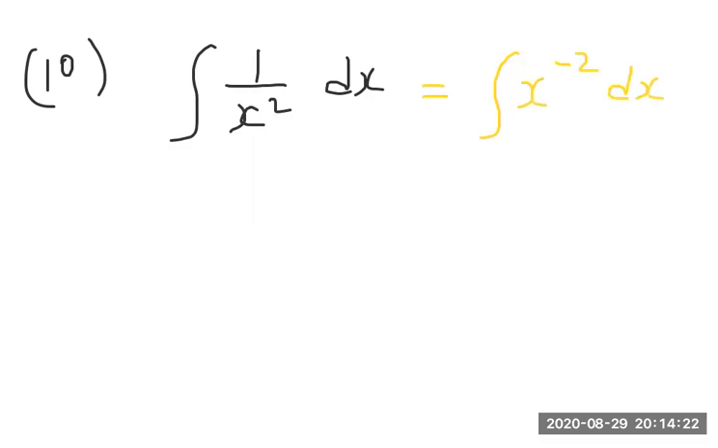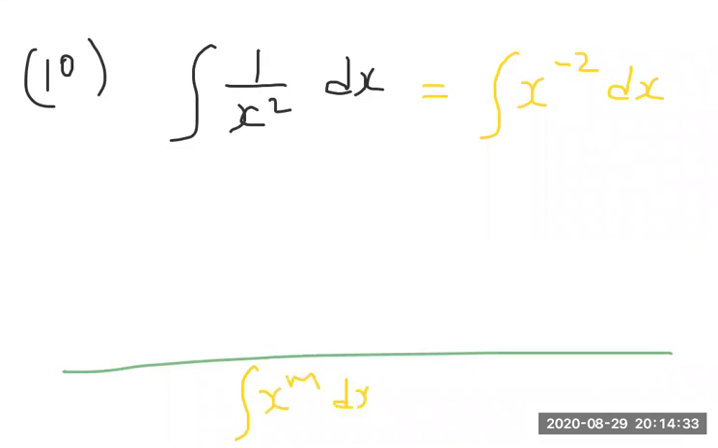Integral of x power minus 2 dx. Now, what is our main formula? Main formula means the main formula we have for integration: integral x power m dx is equal to x power m plus 1 by m plus 1. These are the main formula.